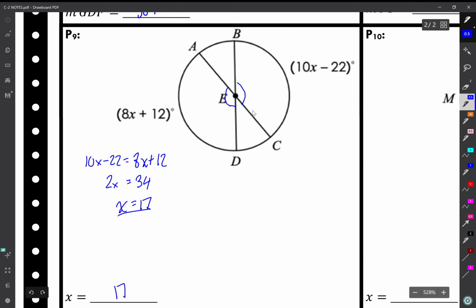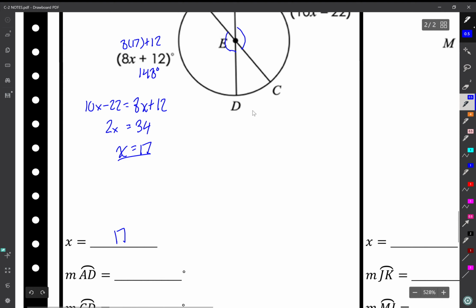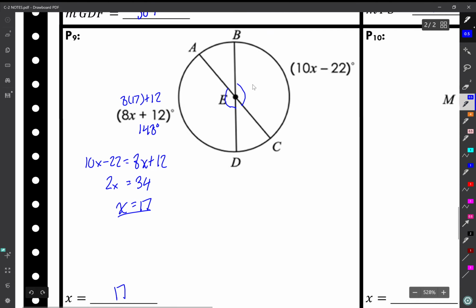Now, to find the measure of arc AD, we're going to plug in 17 right here. So 8 times 17 plus 12. That'll give me 148 degrees. So arc AD is 148. And then arc CD now. Notice that AD and CD together form a semicircle, which means that whole arc is 180. So to find this, we can do 180 minus 148, which will give me 32 degrees right here.